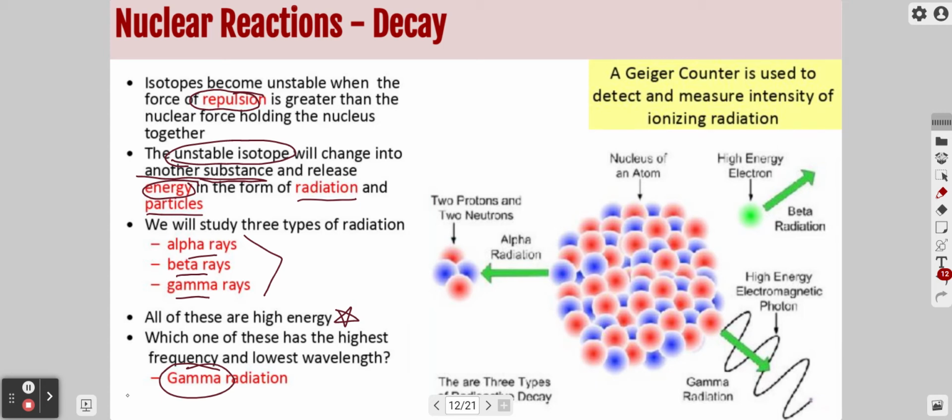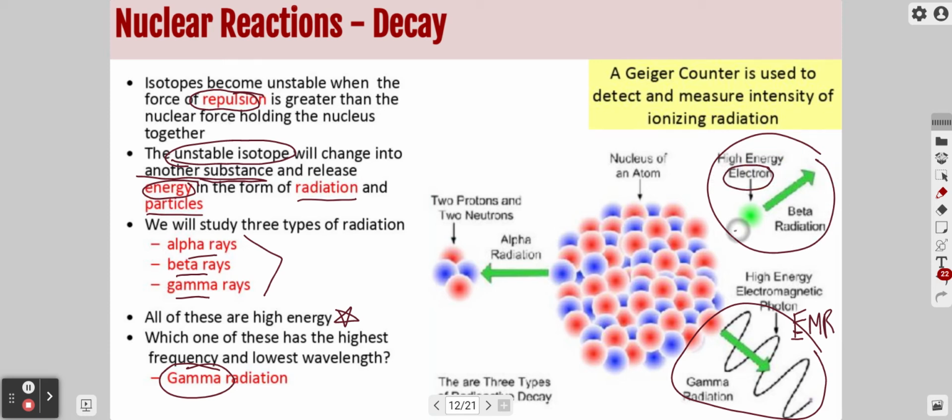So that should be something from your last unit. Gamma radiation is not actually a particle, it's electromagnetic radiation, EMR. Beta radiation is actually an electron. It's an electron that's being released. And when we talk about alpha radiation, we're talking about something that has 2 protons and 2 neutrons. If you look that up, you would see that that is actually just helium.